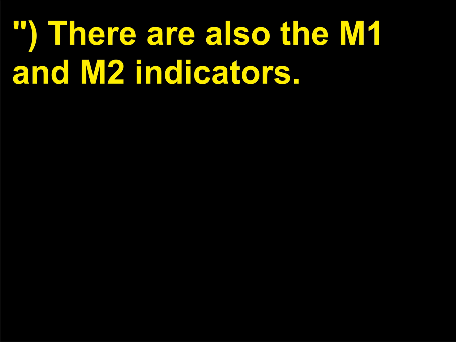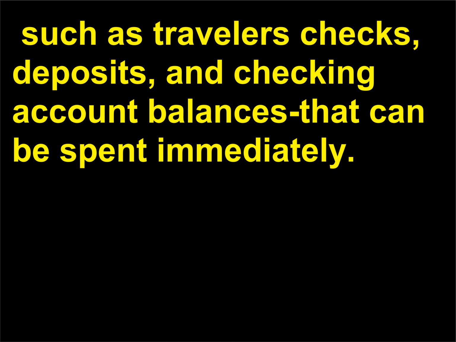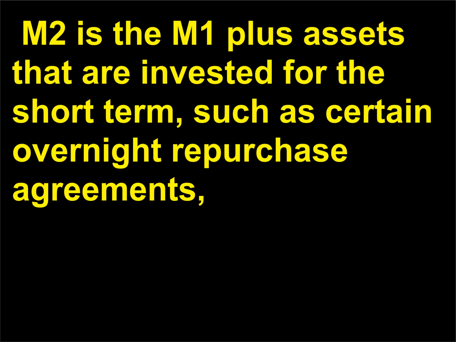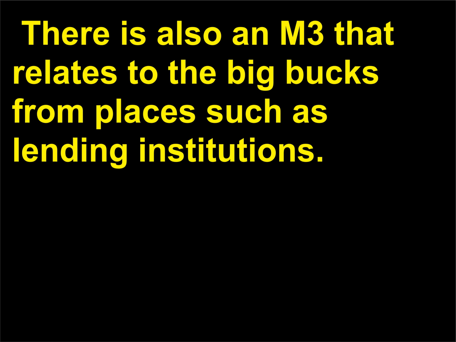There are also the M1 and M2 indicators. The M1 is a measure of the money supply including currency in circulation, such as travelers' checks, deposits, and checking account balances that can be spent immediately. M2 is the M1 plus assets that are invested for the short term, such as certain overnight repurchase agreements, savings deposits, time deposits less than $100,000, and money market mutual funds. There is also an M3 that relates to the big bucks from places such as lending institutions.